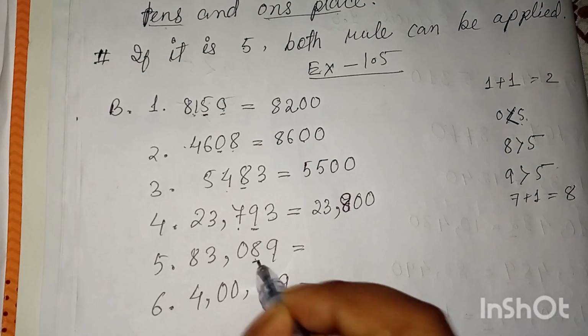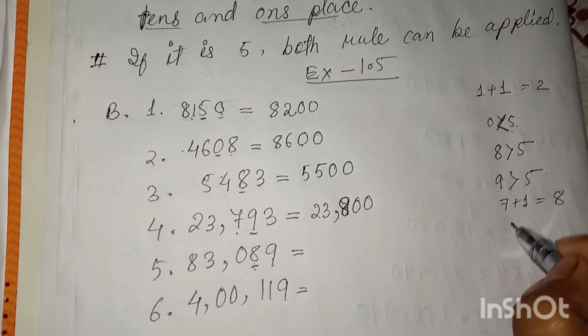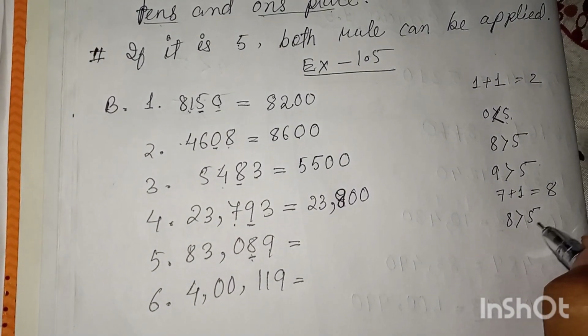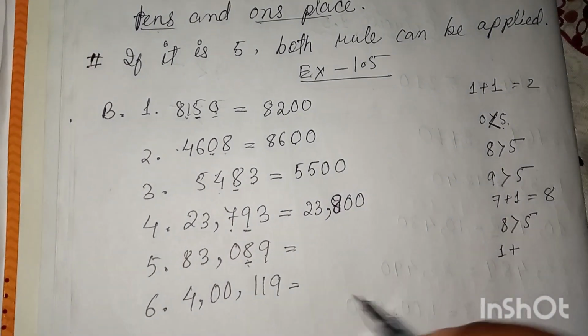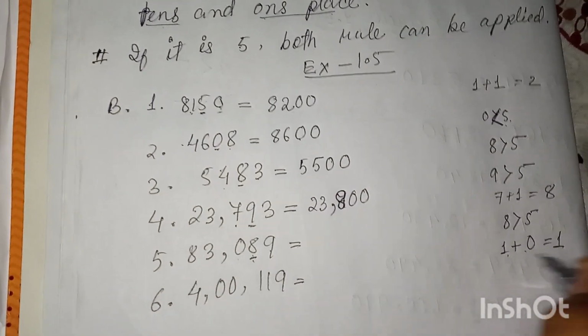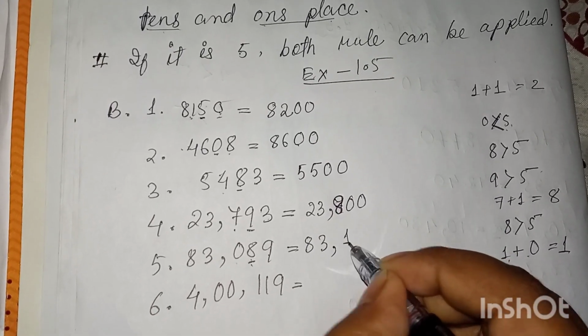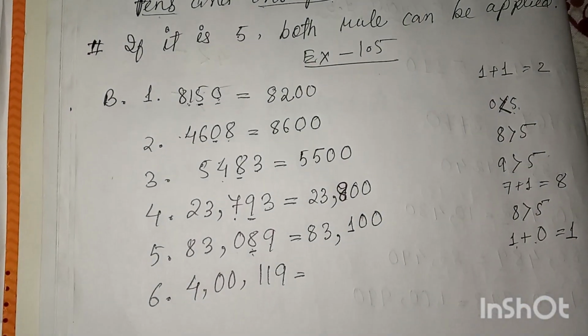Ones, tens. Here in tens we have 8. 8 is bigger than 5. So 1 will be added to the 100 place. In the 100 place we have 0. So 1 plus 0 is equal to 1. So 8, 3, so 1. Then the rest of the 2 places become 0.